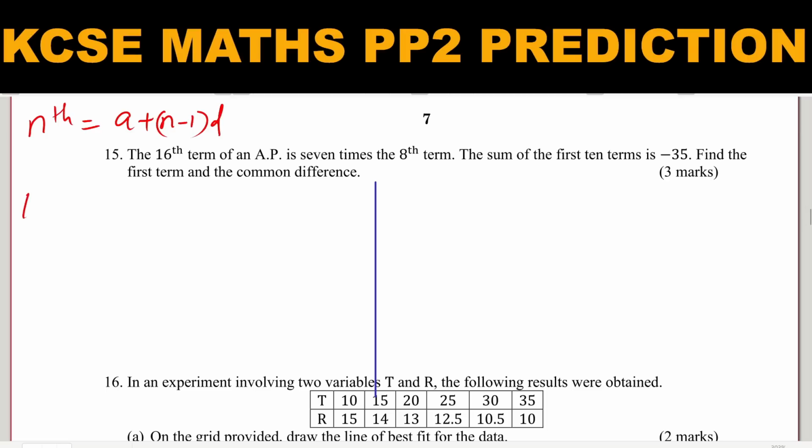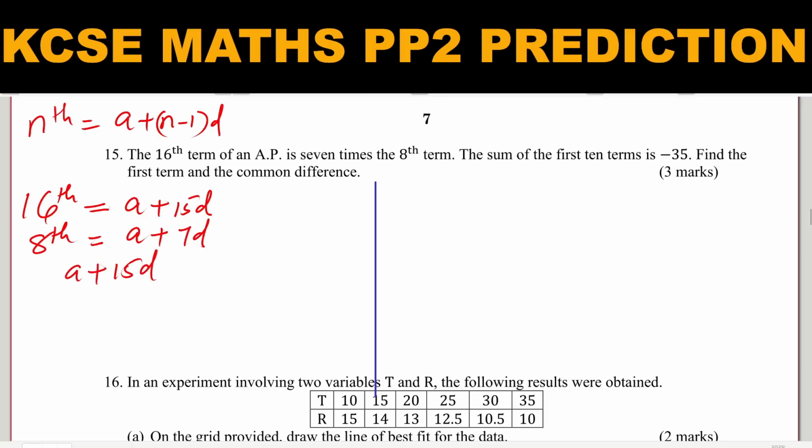So therefore the 16th term, n will be 16. So when you substitute that, a is the first term, d is the common difference. This will be a plus 15d. Then the eighth term will be written as a plus 7d of an AP. So given that the 16th term, which is a plus 15d, is 7 times the eighth term. The eighth term is a plus 7d, like that. So this will give a plus 15d is equal to 7a plus 49d.